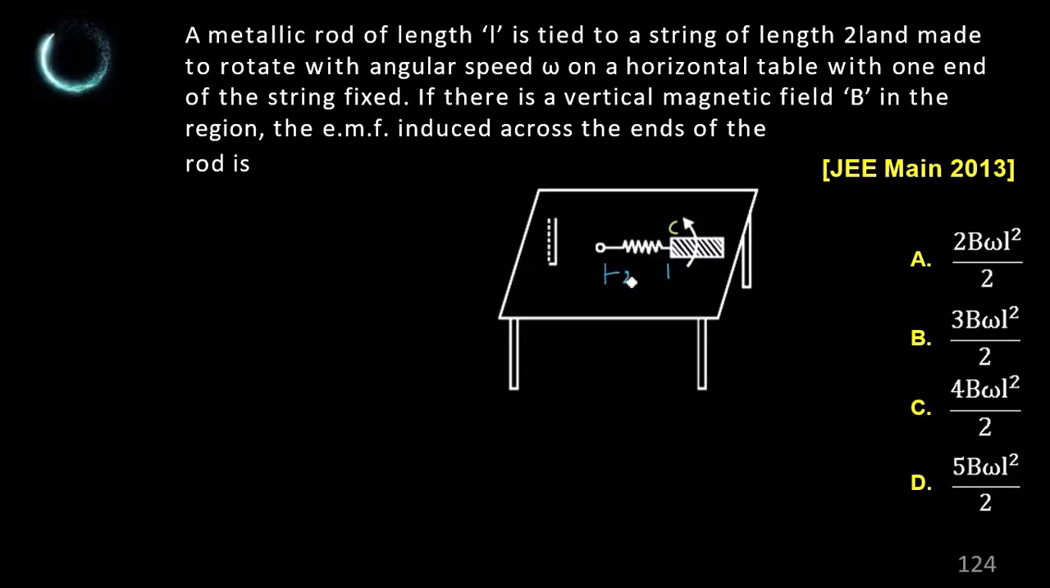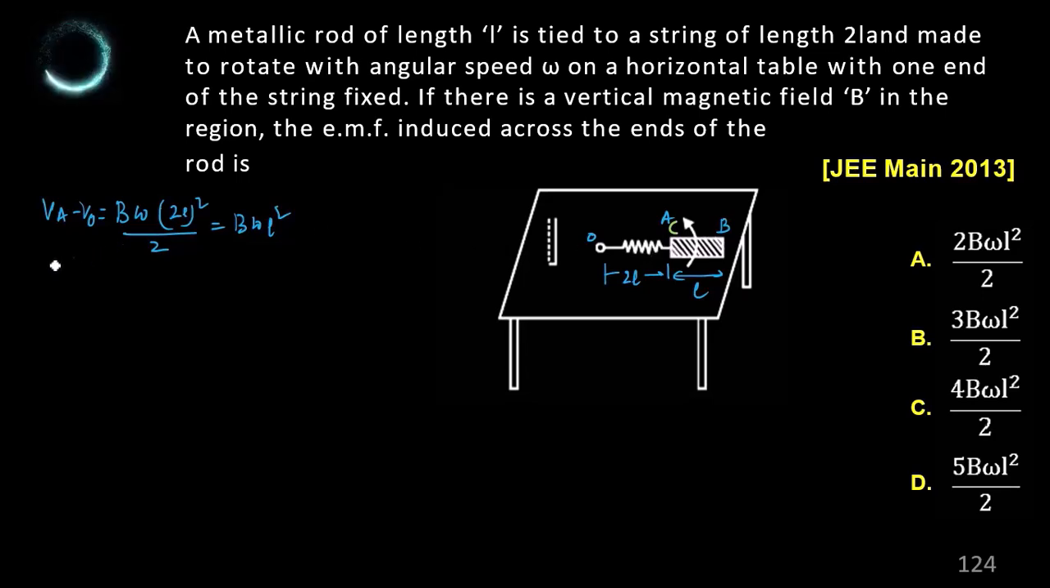So this length is 2L. This length is L. Okay. So pivot point is O point. Let us say is the A point. Let us say is the B point. Okay. So potential difference between A and O is how much? B omega L square by 2. Now potential difference between A and O, VA minus VO, that should be equal to B omega L, is how much? 2L whole square by 2. That is B omega L square.